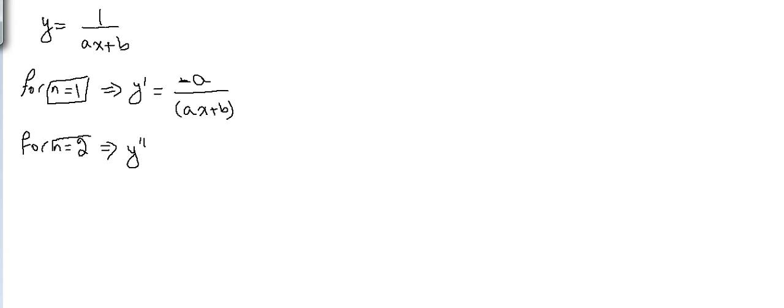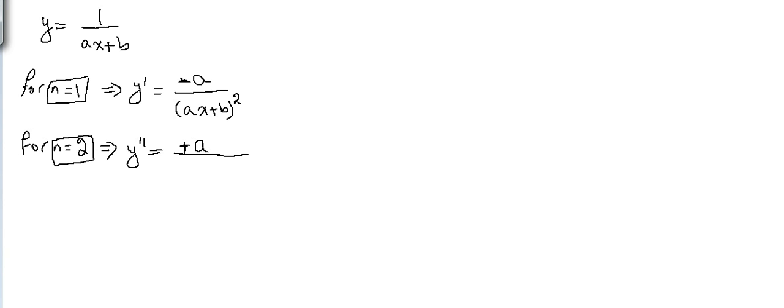For n equals 2, what is the second derivative? N equals 2 means we are finding the second derivative, which is the derivative of the derivative. Same u over v, so derivative of u is 0 times this is over v squared. Derivative of u is 0 times this is 0, minus derivative of v times u. Times u means it's plus a.